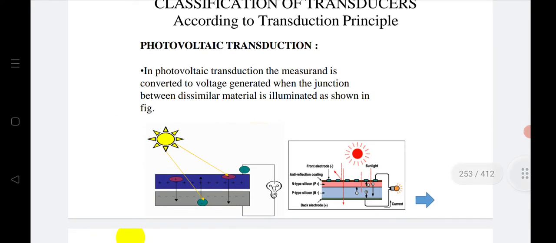What is photovoltaic transduction? In photovoltaic transduction, the measured quantity is converted to a voltage generated when the junction between dissimilar materials is illuminated, as shown in the figure.